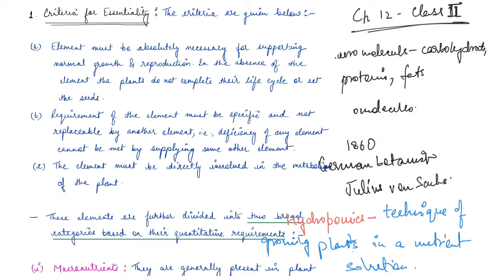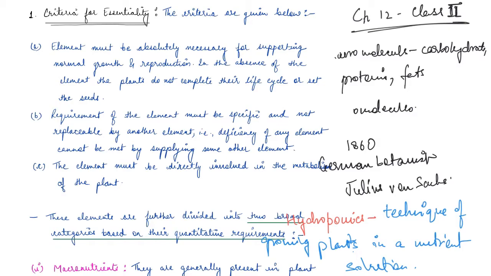That means, in absence of the element, plants do not complete their life cycle or set the seeds. So that element should be necessary for survival of the plant. Second is requirement of the element must be specific but not replaceable by other element. That means deficiency of any element cannot be met by supplying some other element, right? So that is the second one.